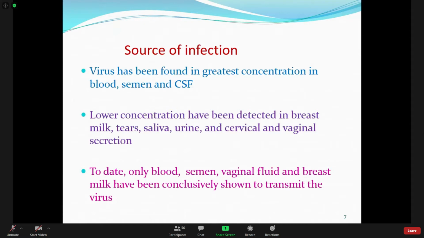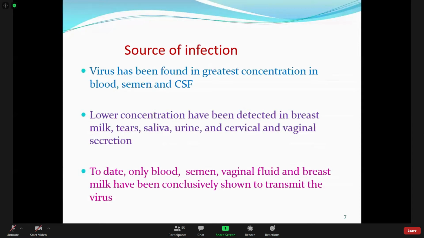And the virus is also found in tears, saliva, urine, cervical secretions, and CSF also. But from other sources it is not transmitted; it is transmitted only by blood, semen, vaginal fluid, and breast milk. So they are the four sources of infection. From the others, although there is presence of virus, it is not transmitted. The disease is only transmitted from these sources.